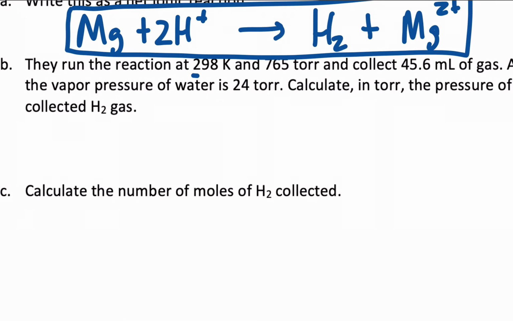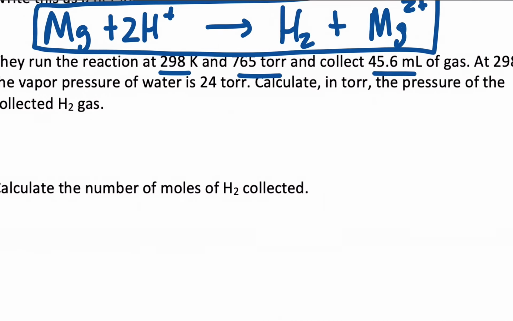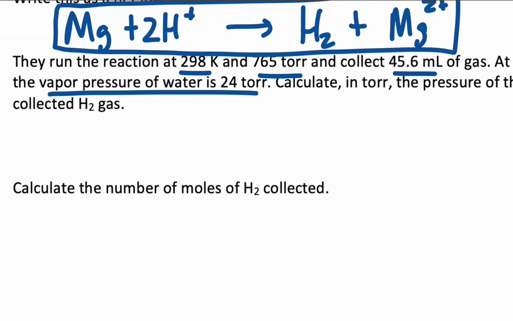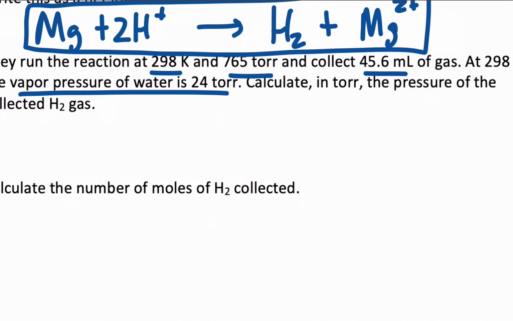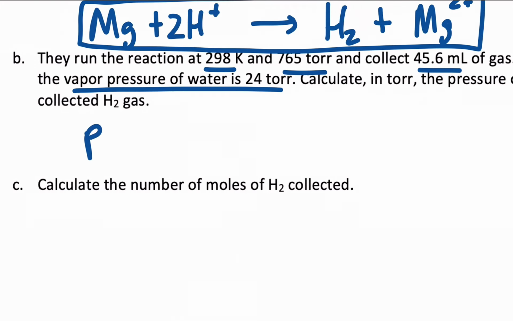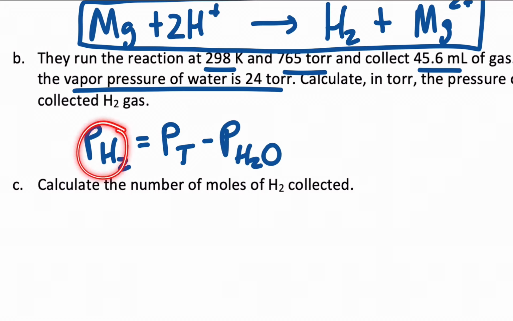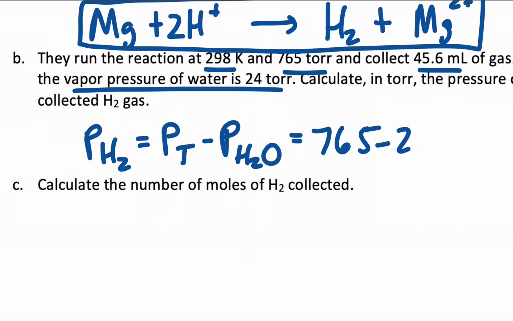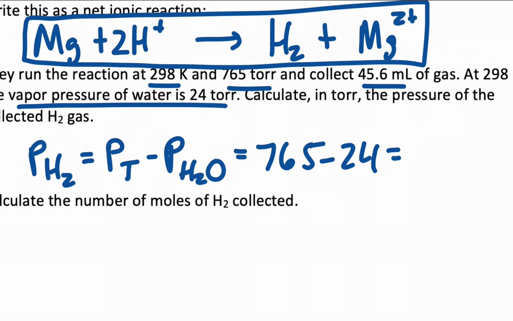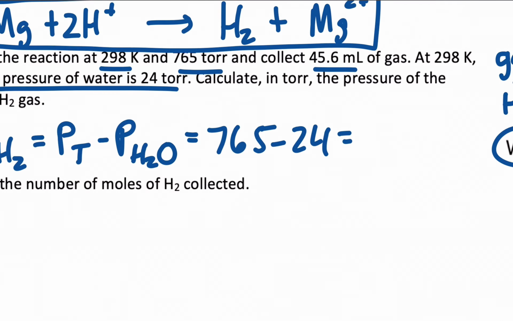B, they run it at 298 Kelvin, 765 torr, 45.6 mL are collected. The vapor pressure of water, meaning the partial pressure of water, is 24. What's the pressure of just the hydrogen? Well, the pressure of just the hydrogen would be the total minus the water. This is Dalton's law. Partial pressures are additive to give a total, so I subtract the water from the total. 765 minus 24, and you get 741 torr.